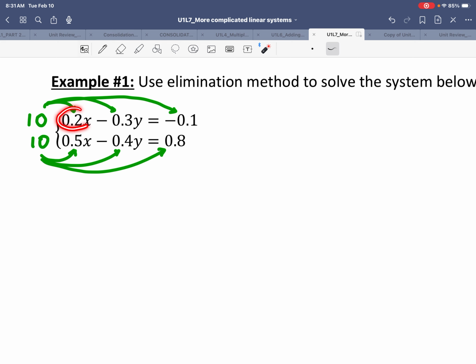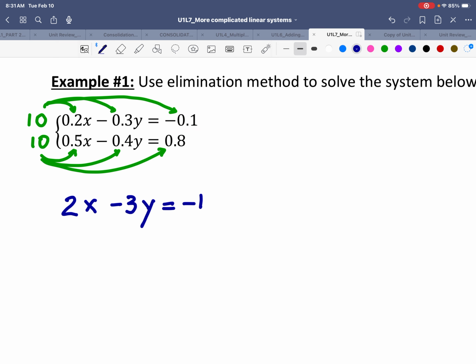So 0.2 times 10 is 2x. Then 0.3 times 10 with a negative would be minus 3y. And here we're going to have negative 0.1 times 10 equals negative 1. Next we have 0.5 times 10, that would make 5x minus 0.4 times 10, that's 4y. And lastly, we have 10 times 0.8, which makes it equal to 8. So here is our system.